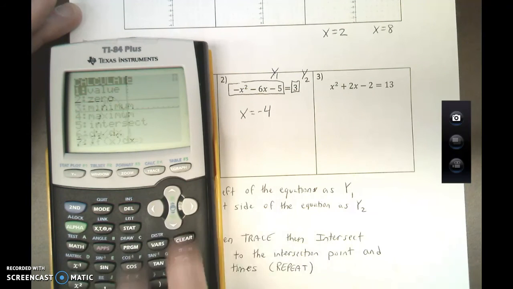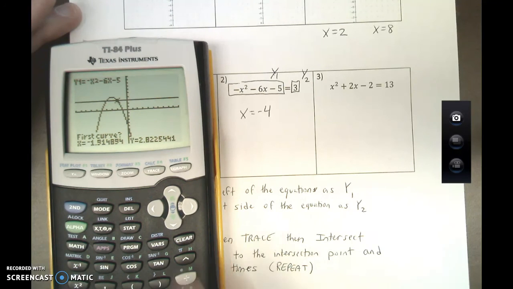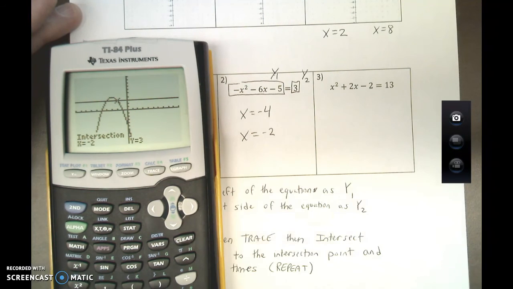Then second, trace, intersect, because there's 2 solutions here. We've got to do it 2 times. Going to move the cursor over. Press enter 3 times. x equals -2. Those are the two solutions to that.